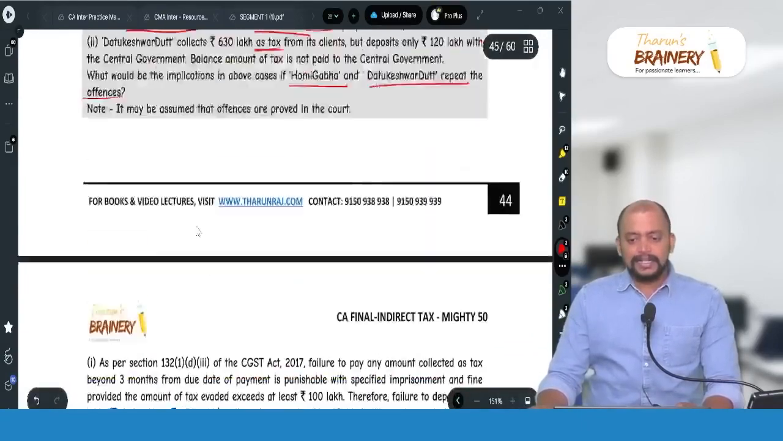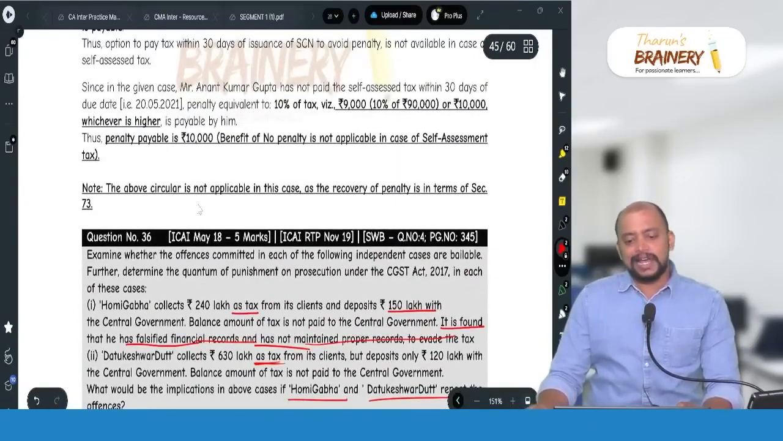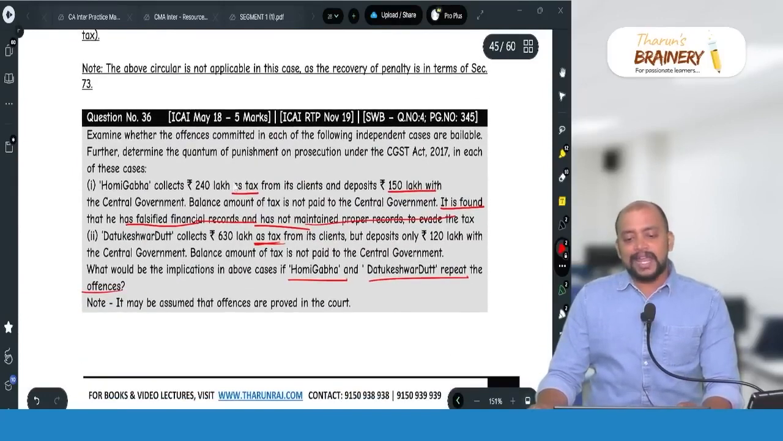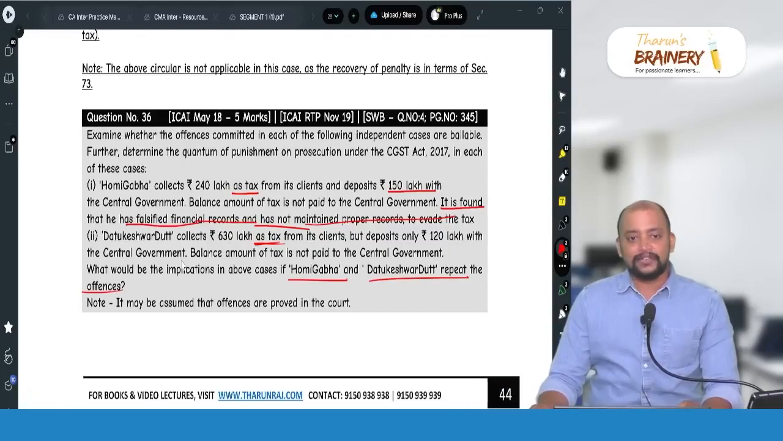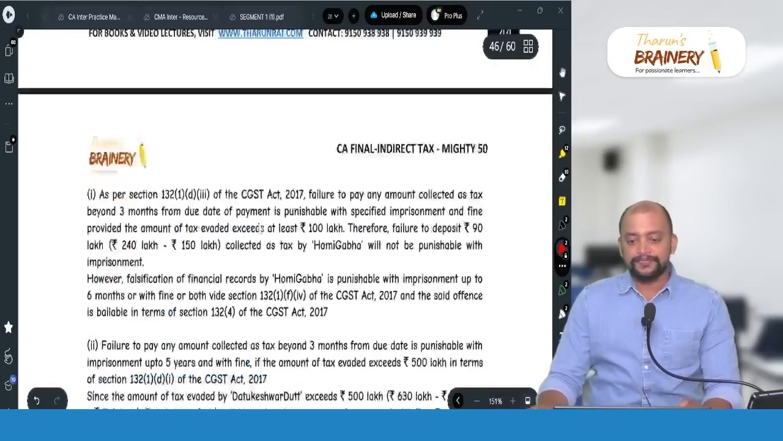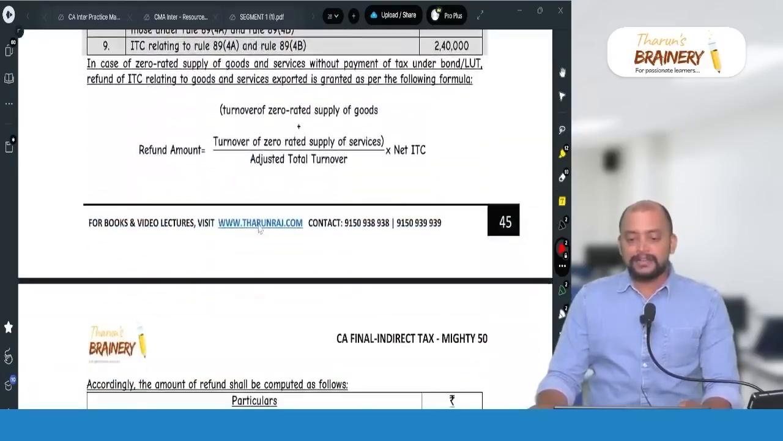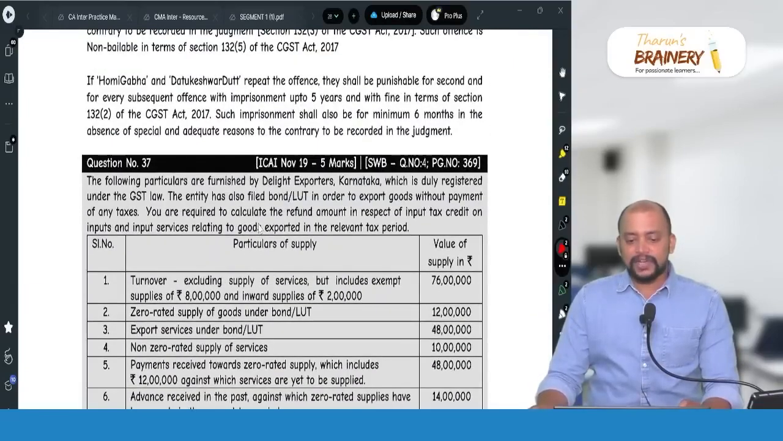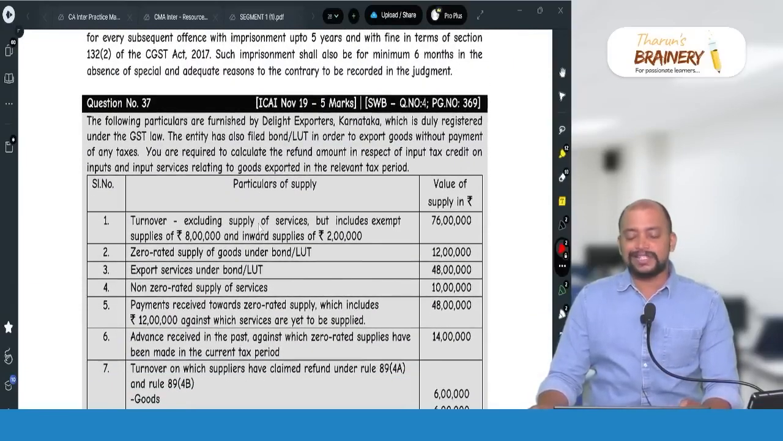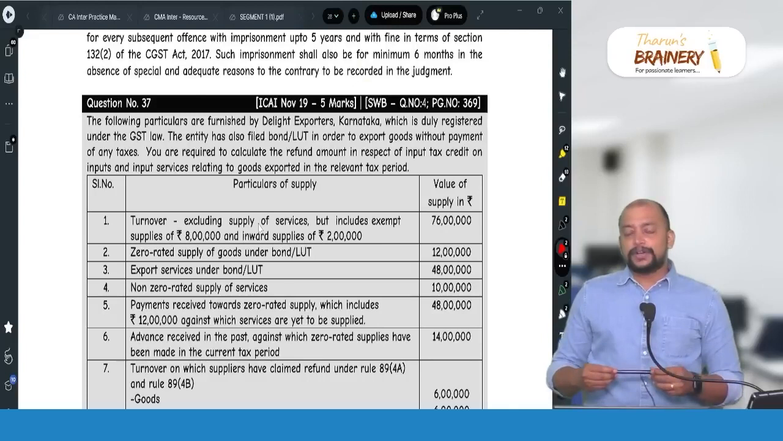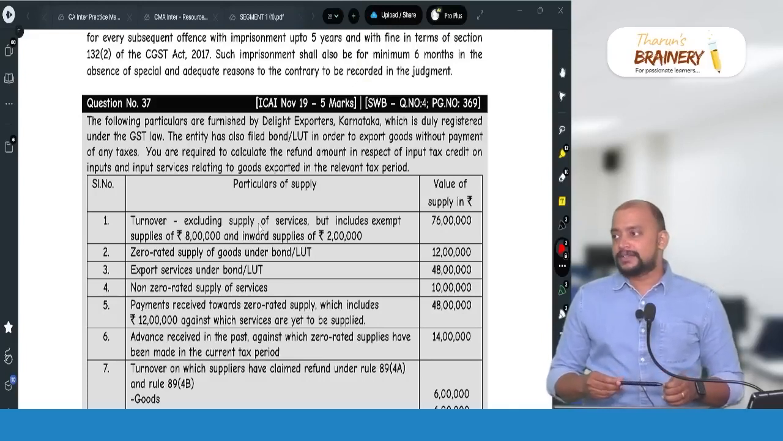Then, this question was actually asked in May 18 for 5 marks, that is first attempt itself, they asked a question on offences and penalties. Then next, this question, page number 369. This is a very good question on refunds.